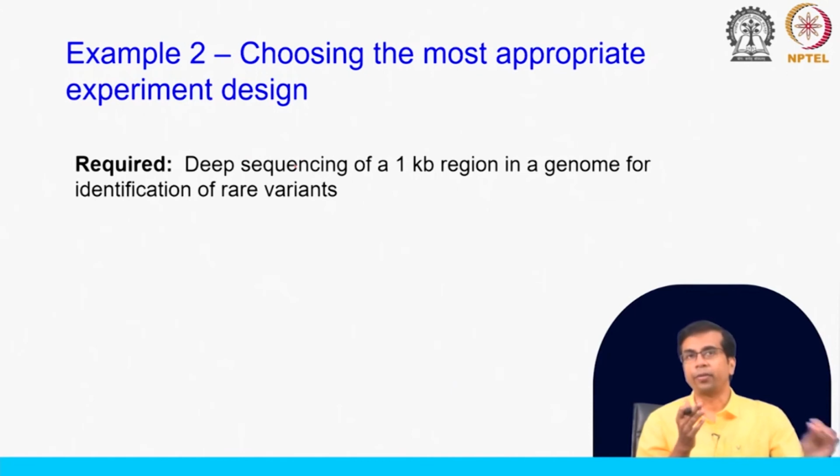Let us take another example. So, choosing the most appropriate experiment design. So, here in this thought experiment, we want to do a deep sequencing of a 1 kb region. And why do you want to do deep sequencing? You know what is deep sequencing, coverage of 1000 or maybe more of this region for identification of rare variants. For example, we are looking at a very important gene in human, and these variations in this gene can lead to certain disease or affect certain metabolites, etc., that can lead to disease. So, this is something we want to study. Now, the answer here is not really straightforward.